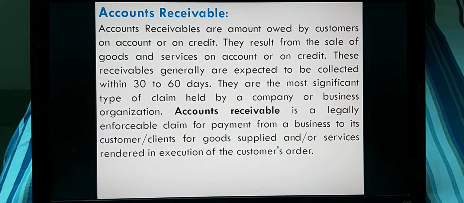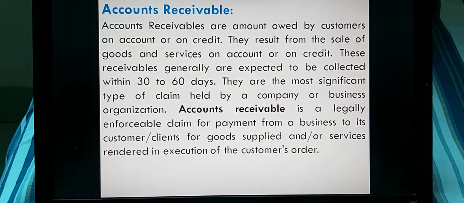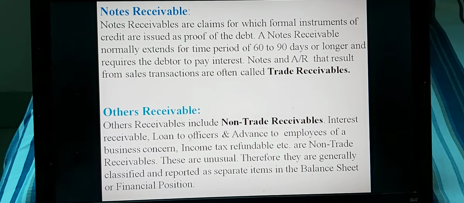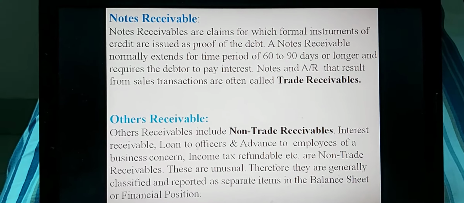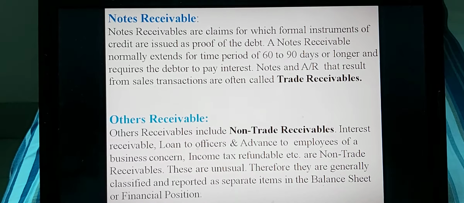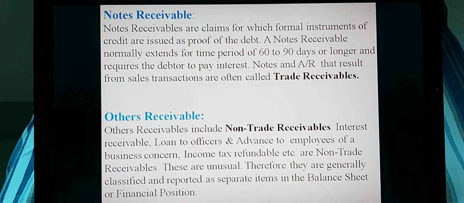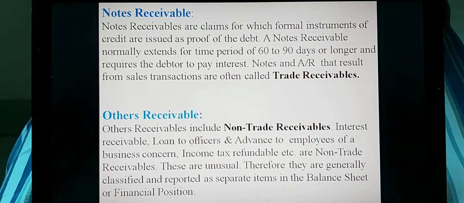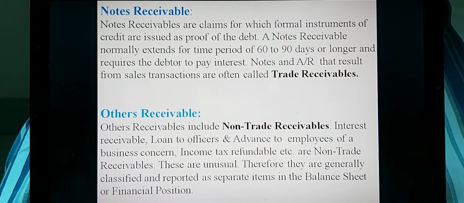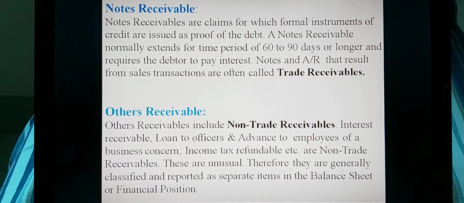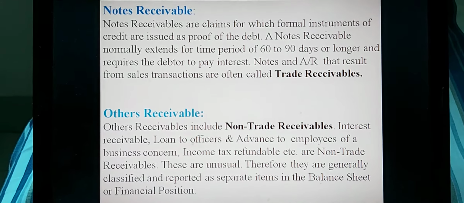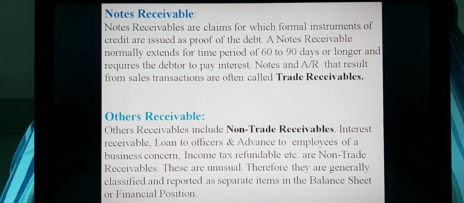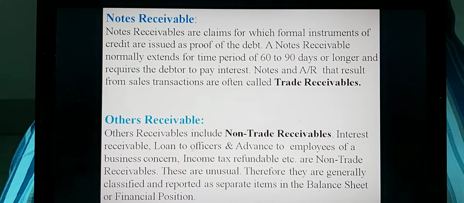Dear students, I think you are writing the definition of accounts receivable. Now we can go for knowing about notes receivable and other receivable. What is notes receivable? Notes receivable are claims for which formal instrument of credit are issued as proof of the debt. A notes receivable normally extends for time period of 60 to 90 days or longer and requires the debtor to pay interest. Notes and accounts receivable that result from sales transaction are often called trade receivables.